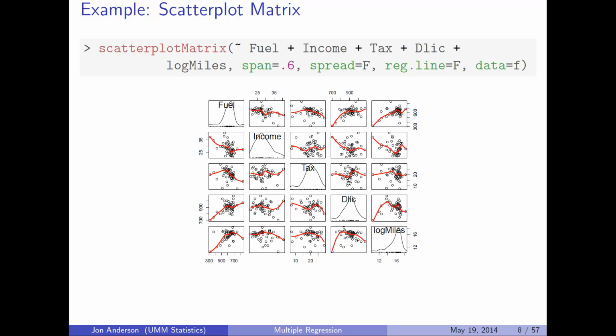Something like this scatter plot between tax and DLIC almost shows no increasing or decreasing mean function, almost no relationship between those variables. Along the diagonal, you can see the smoothed histograms for each of these variables. So for example, DLIC almost looks like a normal distribution, but log mileage has some evidence that it's skewed to the left. And this gives you an idea about how to visualize the relationships between the variables in this data set.